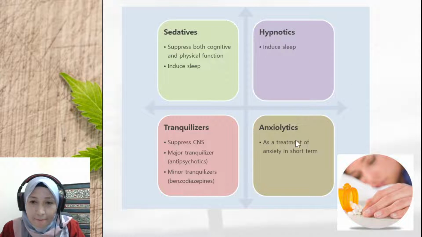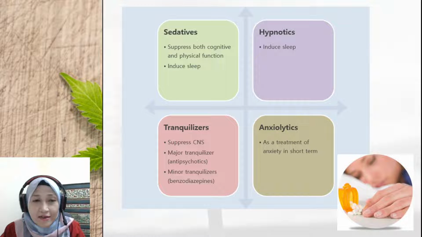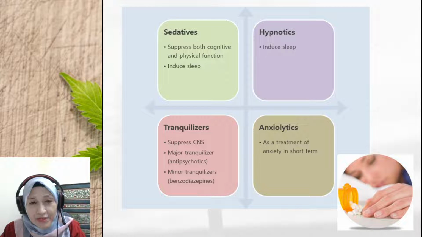Hypnotics will induce sleep only. Tranquilizers will slow down the function of the CNS, so it will just slow down and might not necessarily put you to sleep. For example, tranquilizers, antipsychotics, or benzodiazepines. Antipsychotics are the medication given to treat schizophrenia, for example, or any psychiatric disorder. We want the patients to slow down their activity so that they do not have a manic episode, so it does not necessarily knock down the patient wholly. Anxiolytics are to treat anxiety.